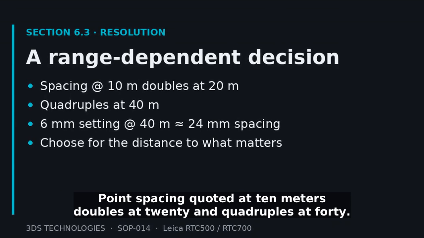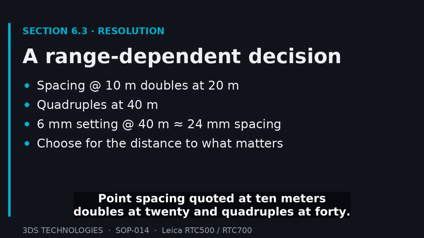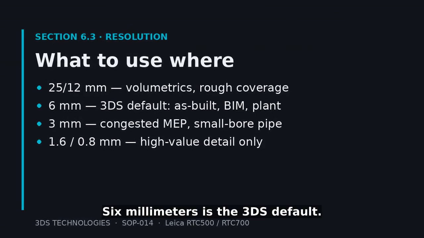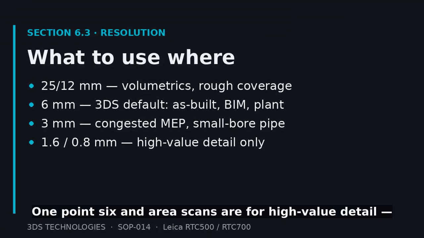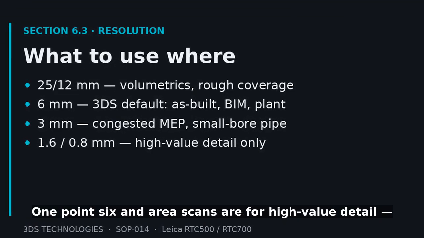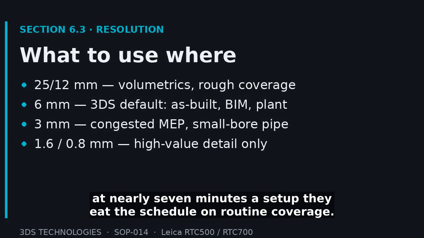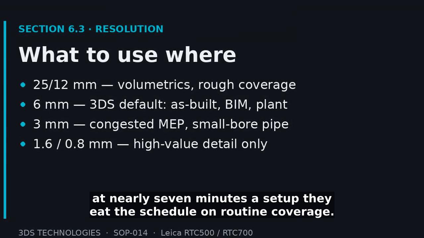Choose resolution for the distance to the thing that matters, not the room you're standing in. Point spacing quoted at 10 meters doubles at 20 and quadruples at 40. 6 millimeters is the 3DS default, 3 millimeters for congested MEP. 1.6 and area scans are for high-value detail. At nearly 7 minutes a setup, they eat the schedule on routine coverage.